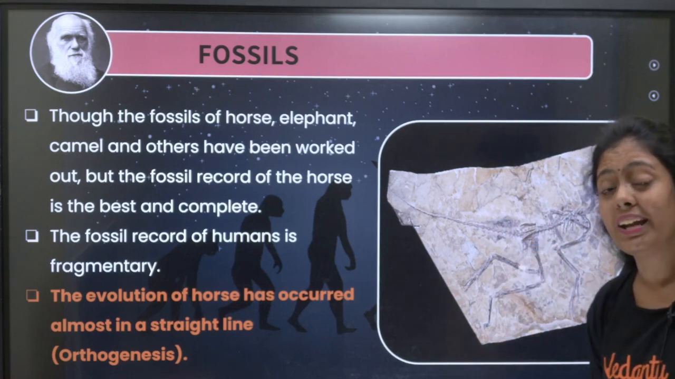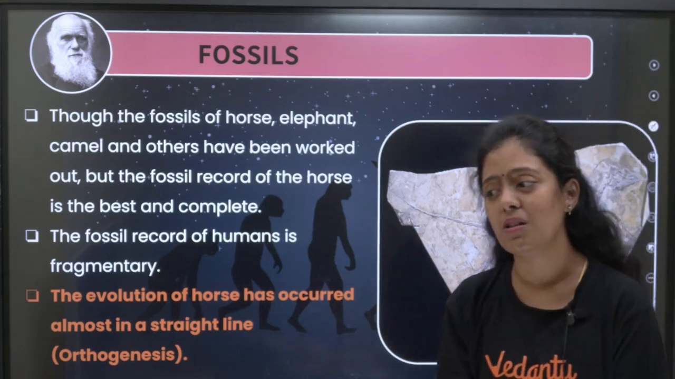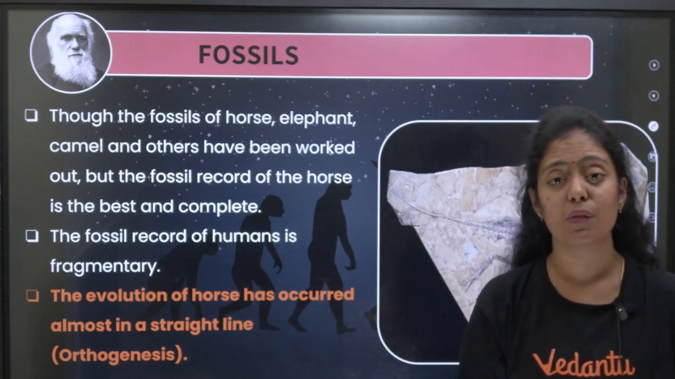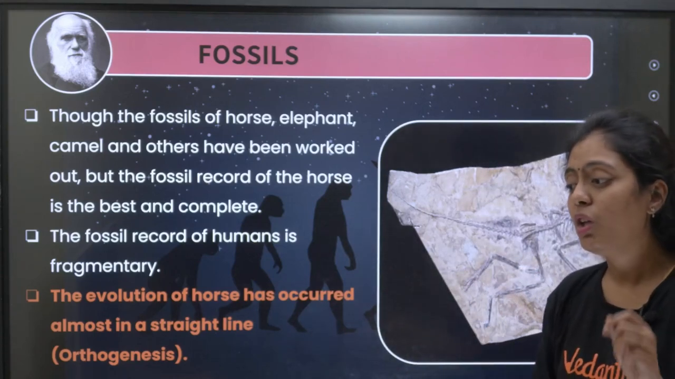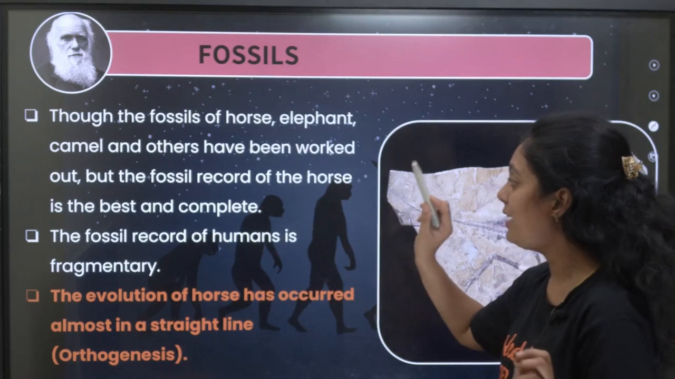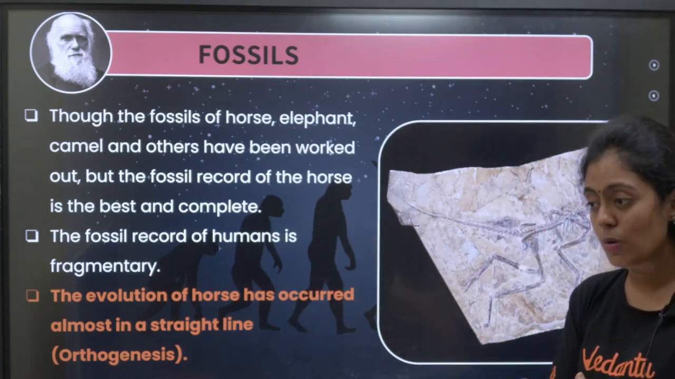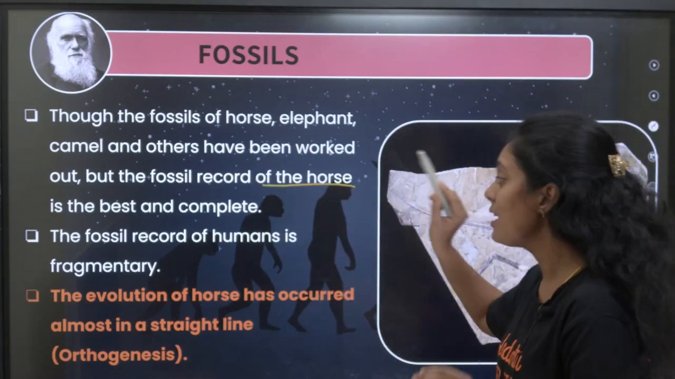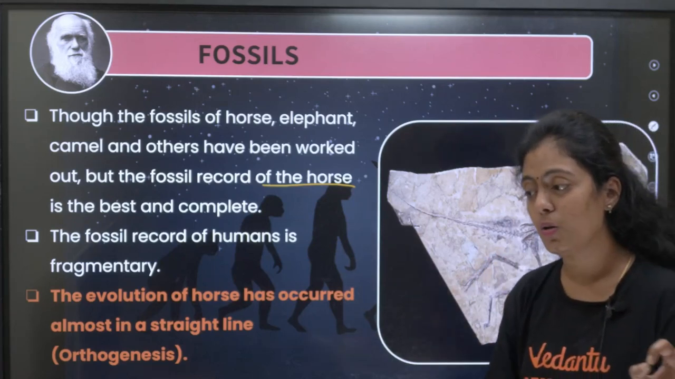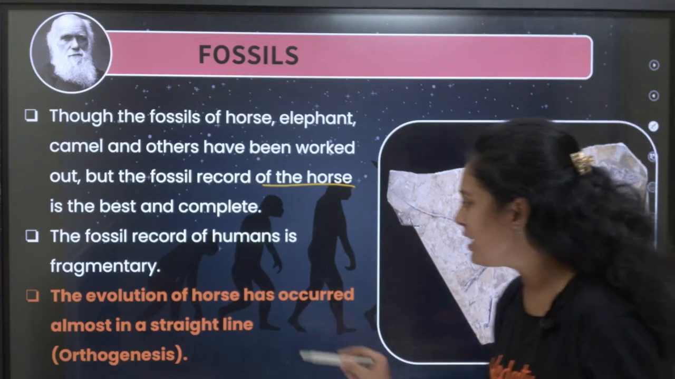Okay, which was a connecting link between your reptiles and birds. It had both characteristics of reptiles and birds. Though the fossils of horse, elephant and camel and others have been worked out, the fossil record of horse is the best and complete. The fossil record of human is fragmentary.